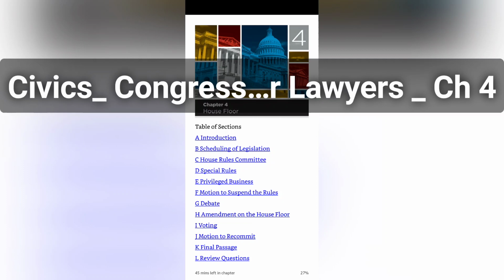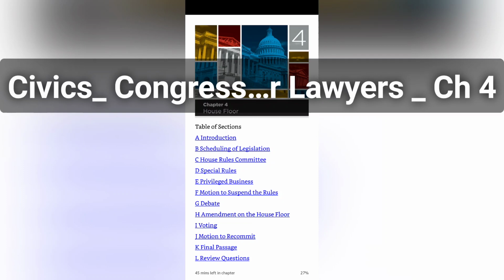Private relief bills typically involve individual immigration and naturalization matters or individual claims against the government. Private bills are placed on the calendar when reported by a committee, most commonly the Judiciary Committee.